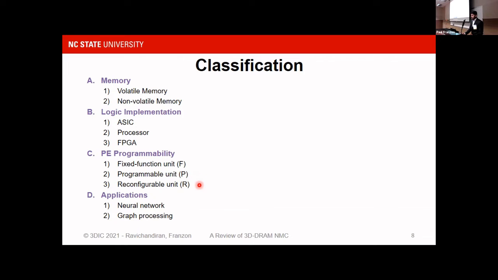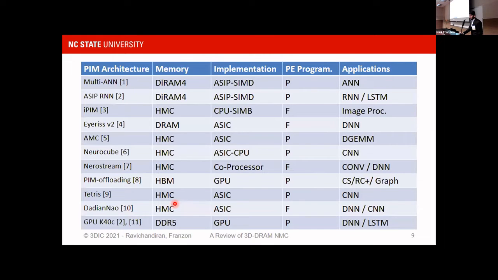And you also have some architectures employing reconfigurable units, so that they can update this via an FPGA or on a router basis in a sense. And finally, we have mentioned the application that these architectures try to work with. Here is a table capturing some of the prominent NMC architectures, their memory types, and their implementation as pointed out in the previous slides. We'll be discussing what this relates to in performance, and how these architectures stack against each other in the upcoming slides.